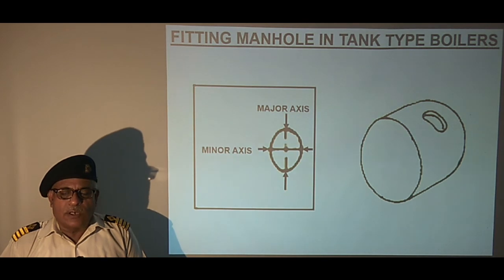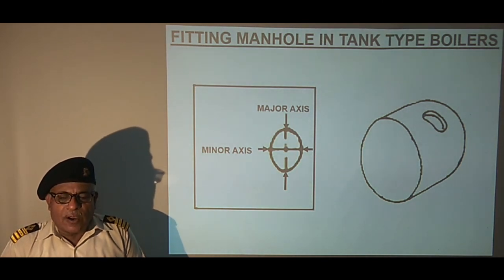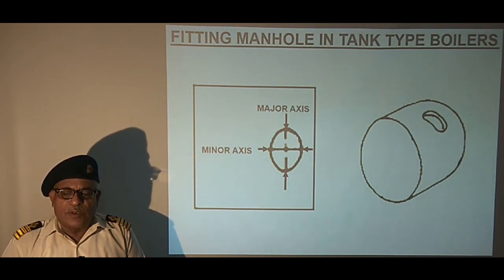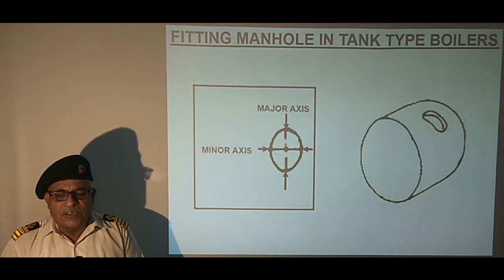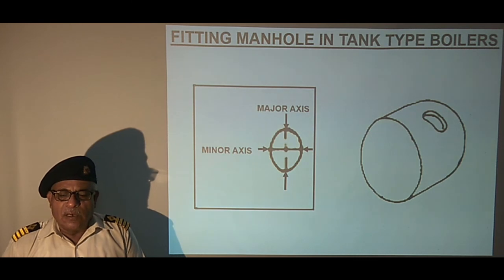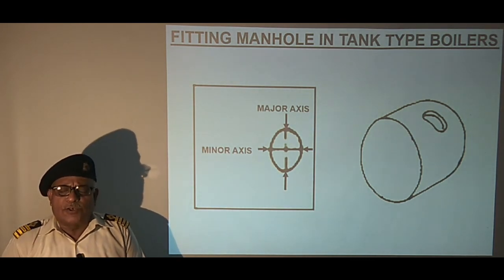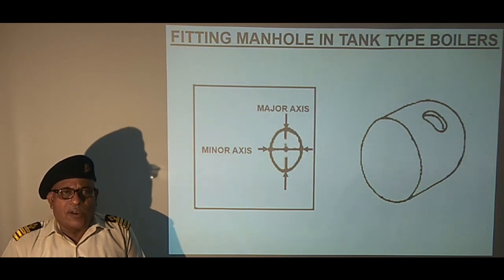Thus, if the manhole is required to be placed on the cylindrical drum, it should be placed with its minor axis in the longitudinal direction as shown in the sketch, which will result in lesser loss of strength. This completes the study of location of various boilers mountings with their brief description.